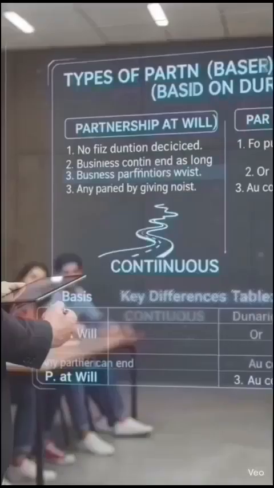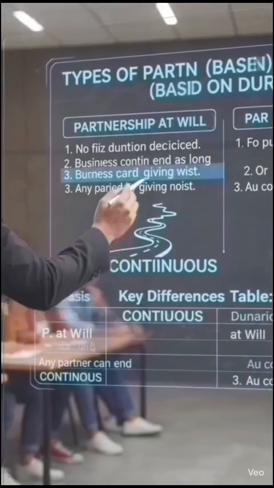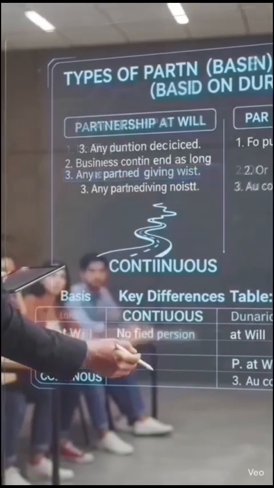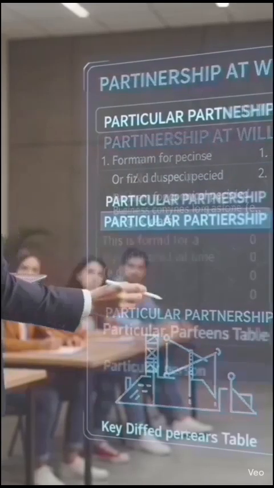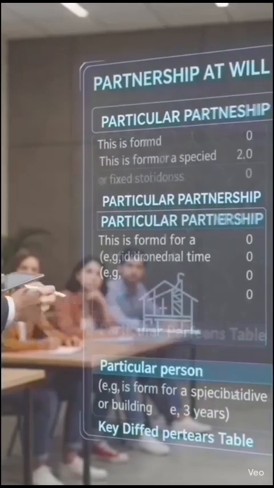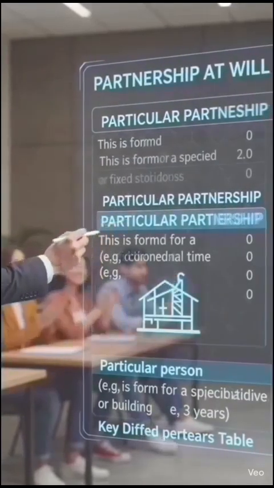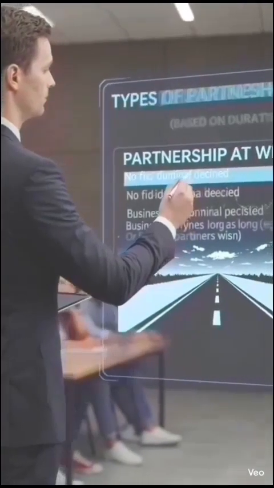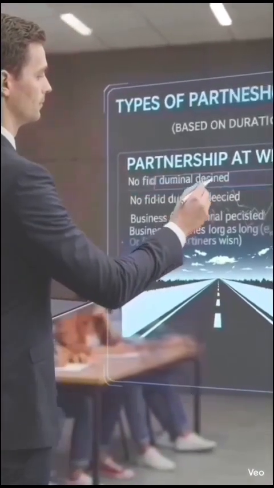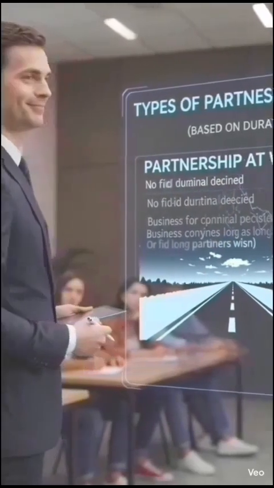Partnership at will can be dissolved at any time when a partner gives notice of their intention to do so to the other partners. Particular partnership. This is formed for a specific objective, such as constructing a building, or a fixed period of time, for example, 3 years. It automatically dissolves when the project is completed or the time expires.